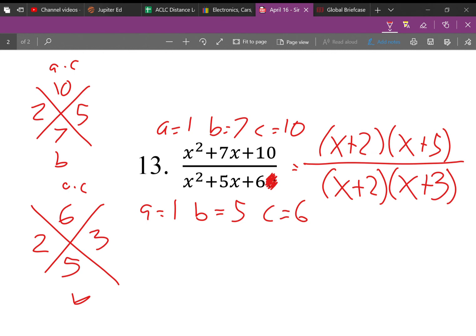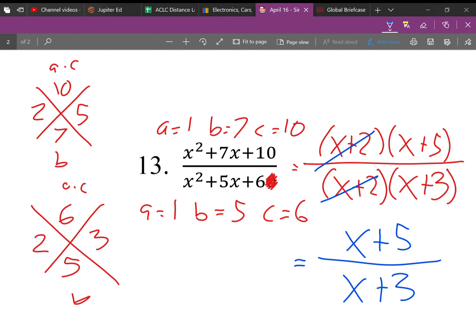And then what am I doing? I'm looking for something I can cancel. Well, I can cancel out these plus 2's, right? And that's going to give me as my answer, nothing else cancels, so I have x plus 5 at the top and x plus 3 at the bottom. And that's my answer. So that's how you're going to do 13 through 16, and that takes us to the end of this assignment.